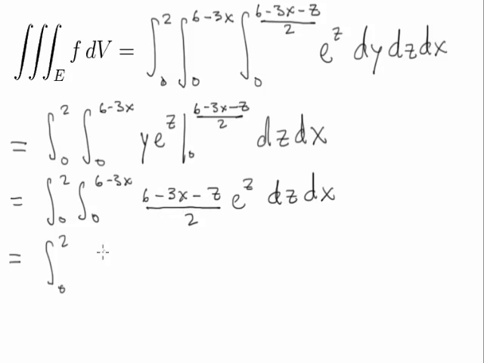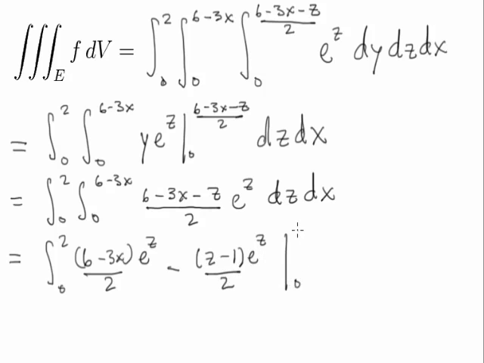The 6 minus 3x term gives us 6 minus 3x times e to the z over 2. That's the antiderivative. And then we have minus the antiderivative of z e to the z over 2, which is z minus 1 e to the z over 2. Now both of these are evaluated from z equals 0 to z equals 6 minus 3x. And then I still have my integral with respect to x.